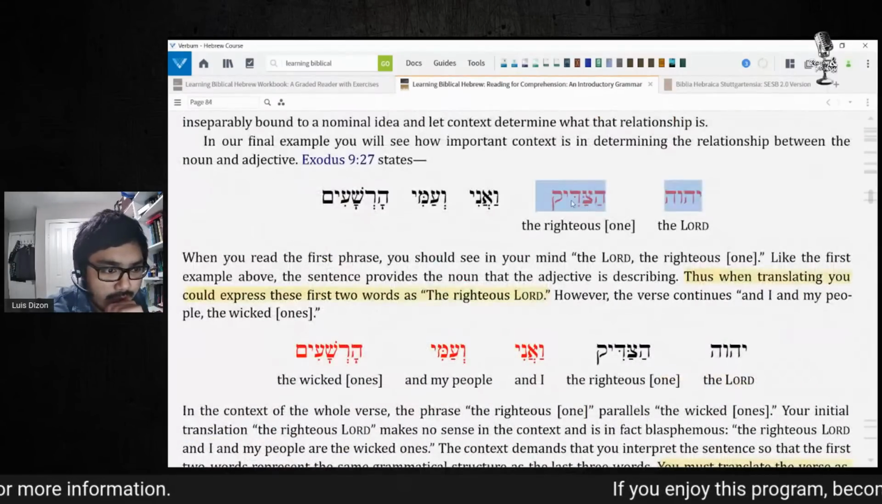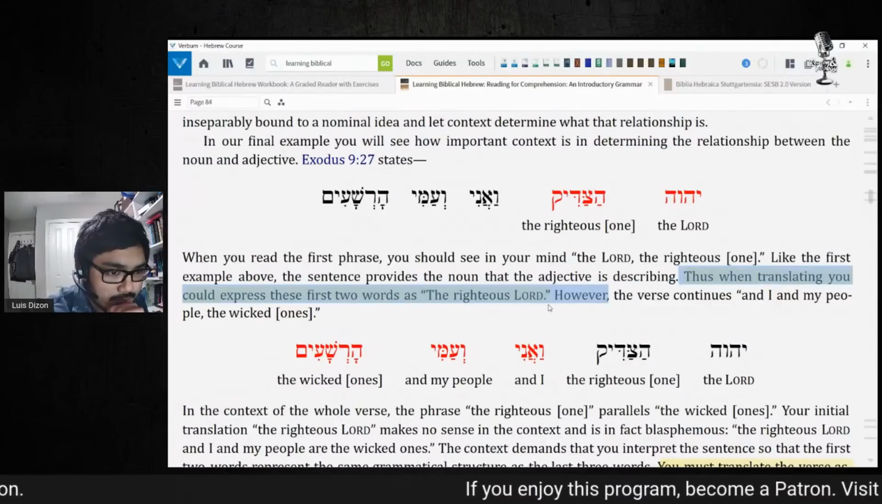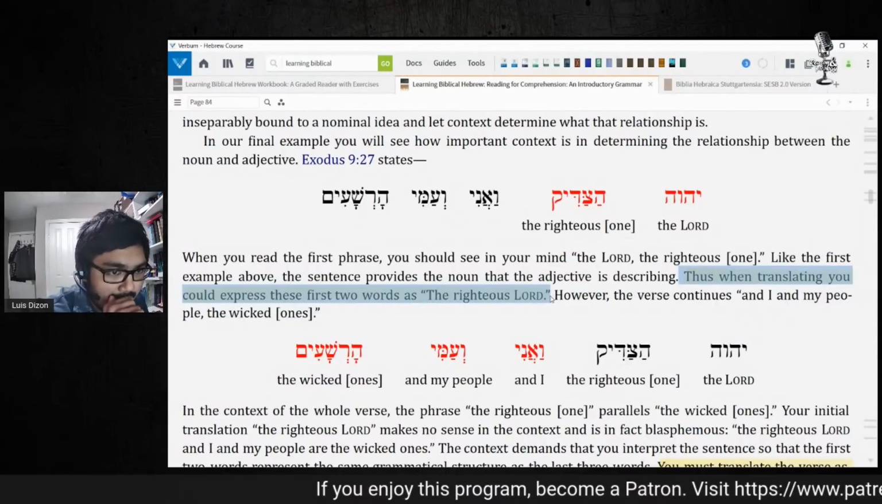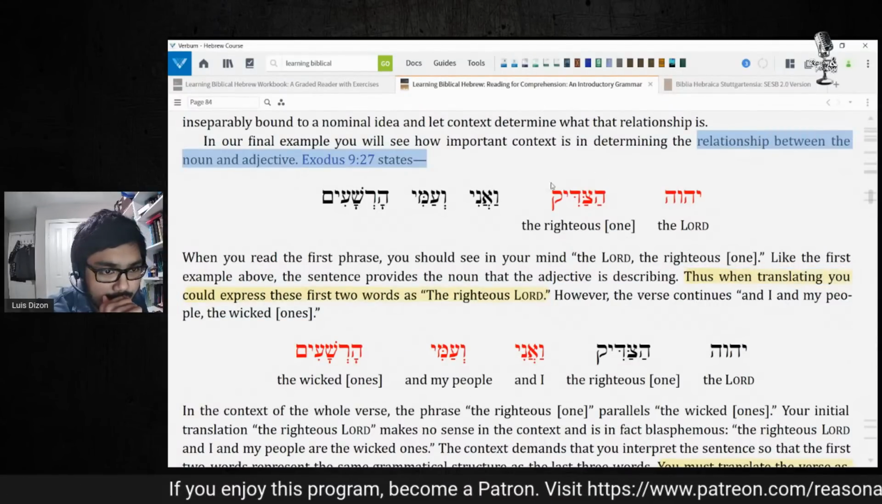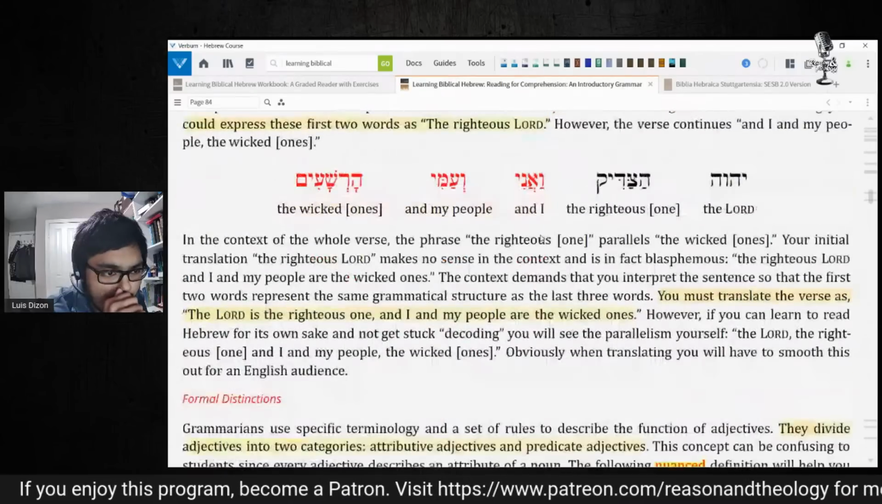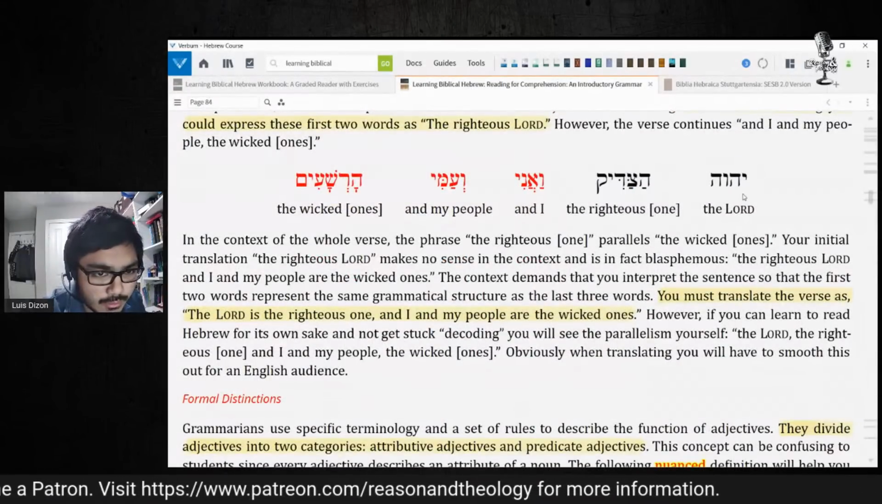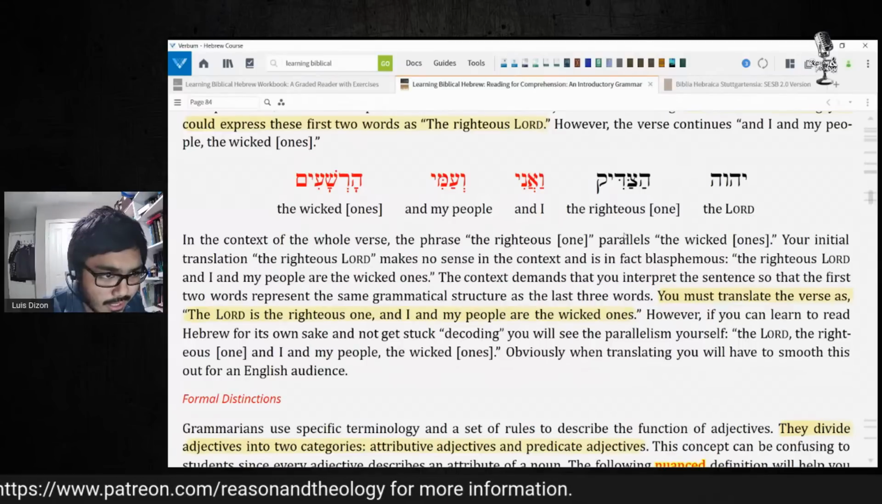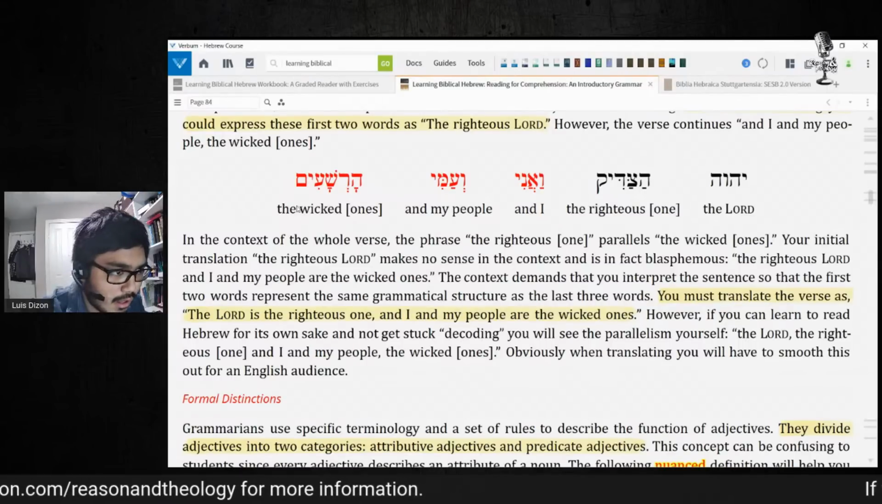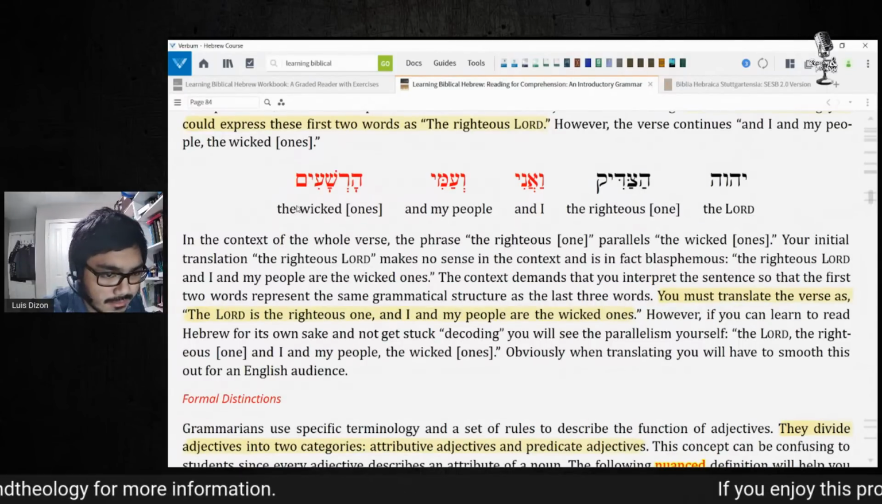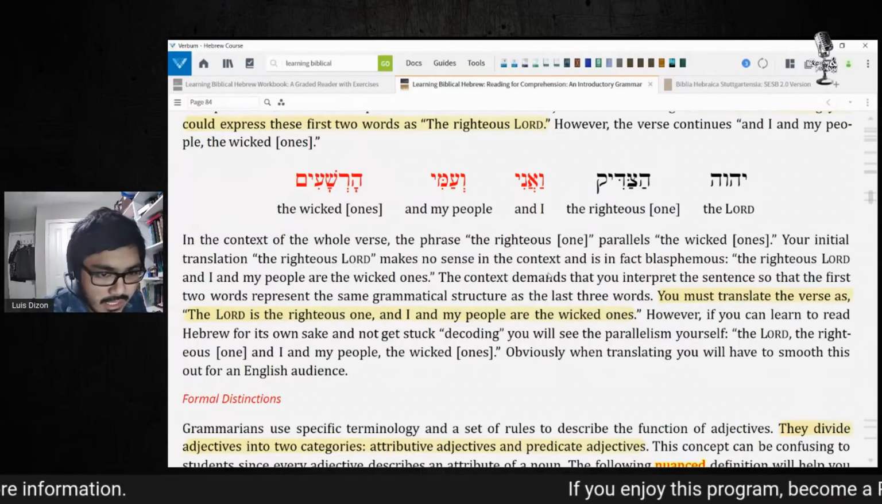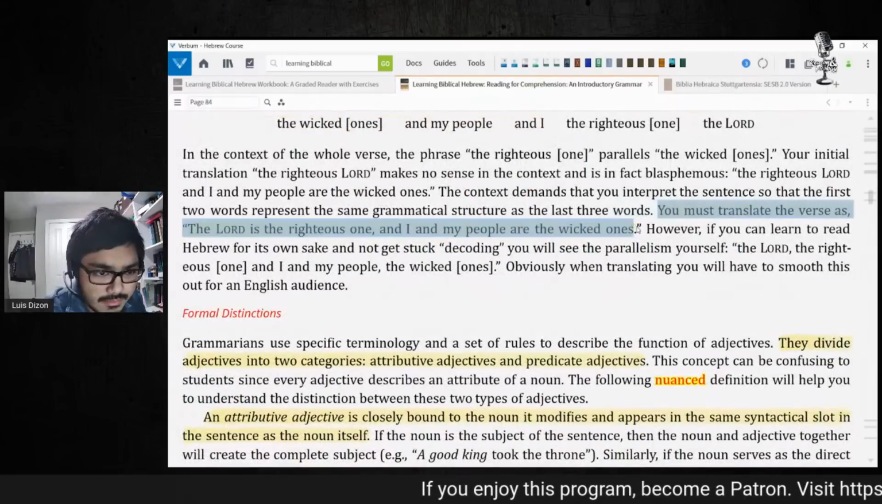So the righteous Lord. So if it was by itself like this, you could translate it as that. However, the context demands that we treat this as a predicate. So it would be the Lord is the righteous one, and I and my people are the wicked ones. And it says so right here.